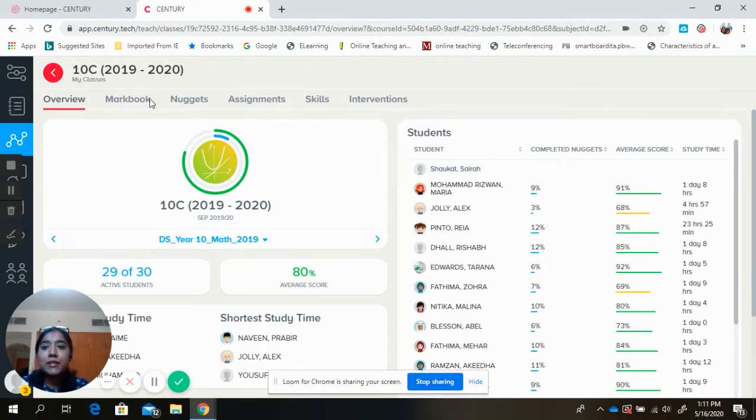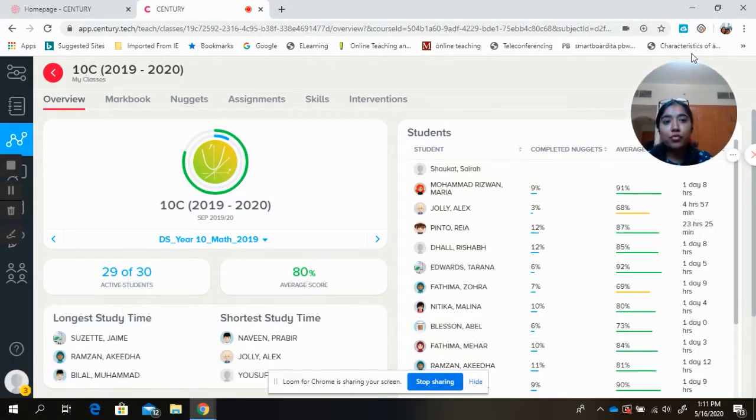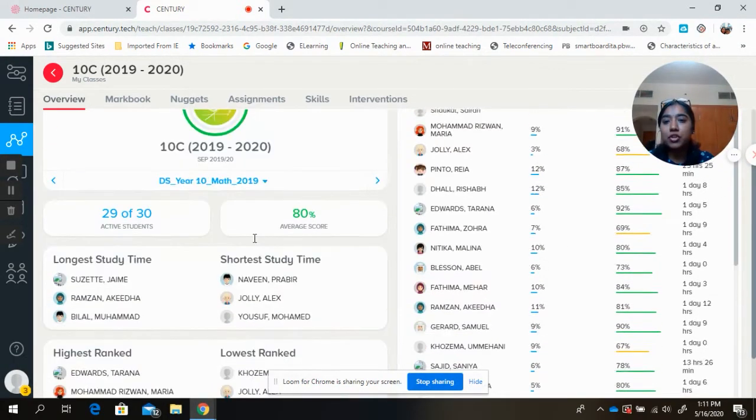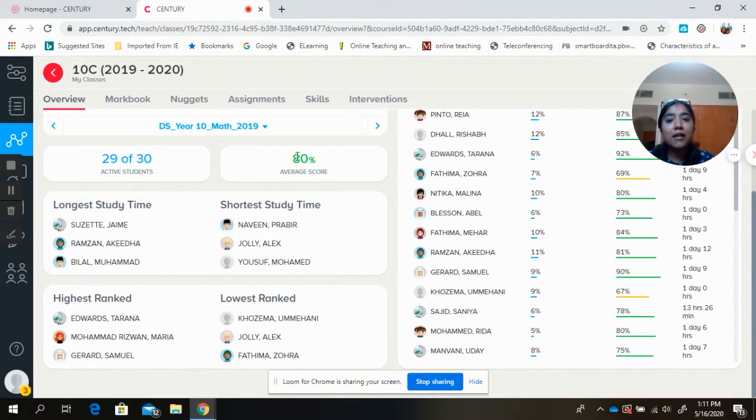Okay, so the first tab over here is the overview tab. On the overview tab, when you choose your subject, so if I'm choosing DS Year 10 Math for the class that I teach, I get an overview on this page. Just quickly going through the left-hand side of the page, this gives me the average score of my class. At what level are they? What's the average percentage in all the nuggets that they have completed? So 80%, not bad. That's a good score.